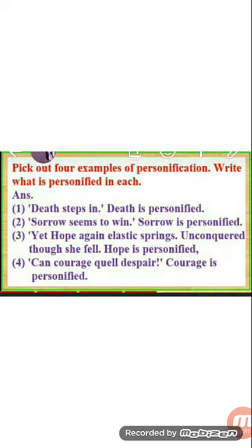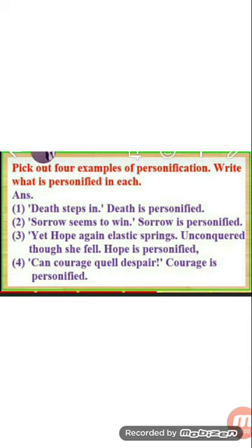Next, pick out 4 examples of personification. Write what is personified in each. Now children, first of all, tell me, what is personification? Let me tell you, this is another figure of speech. In this figure of speech, a human quality is given to non-living things, or sometimes to some idea, or sometimes to animals and plants. Human qualities are given to other things.